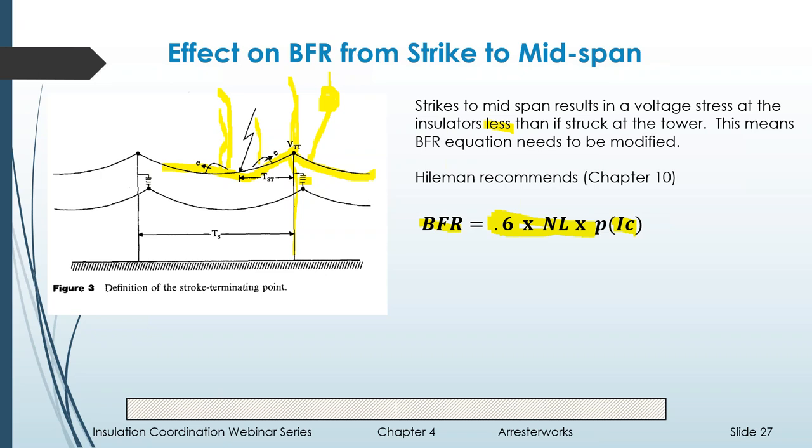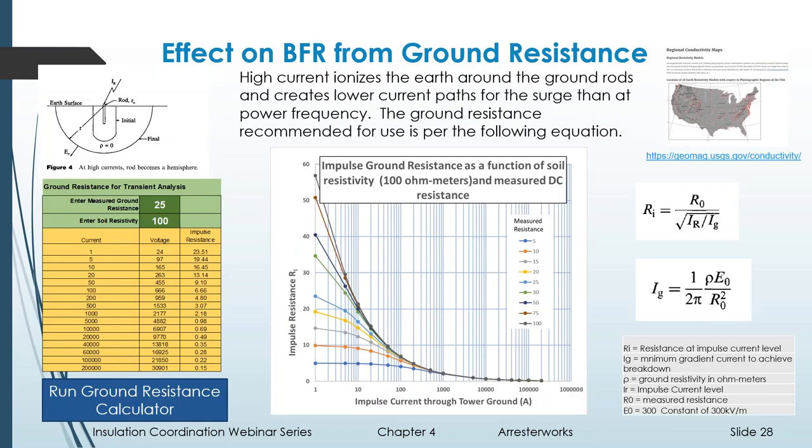Okay. Another variable that becomes important is what is the ground resistance of the tower, and as I said in the introduction, under collecting information, we collect the AC resistance, and the AC resistance is just what, AC or DC?